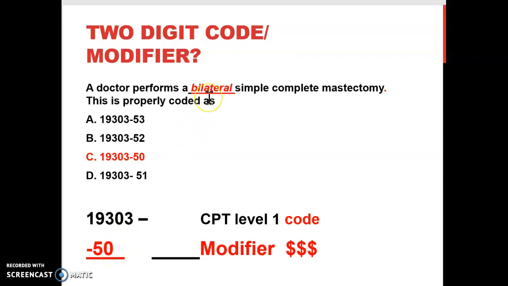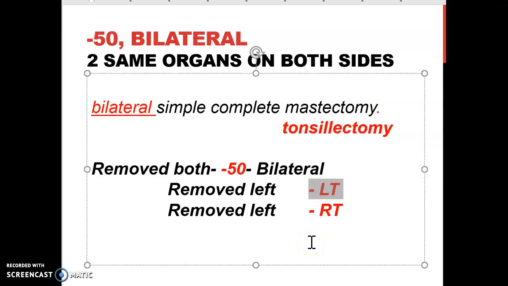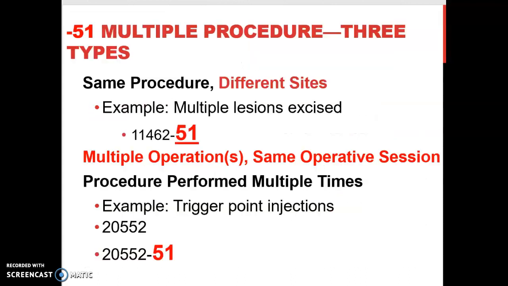And modifier bilateral is always used for any organs that are the same on both sides. So it could be bilateral mastectomy, tonsillectomy. We have two tonsils. And let's say only one was removed, left only. Left mastectomy or left tonsillectomy, we are going to use only the left modifier, LT, not just written left, LT. It is given in your front cover page, as I will show you in a few. And if you removed the right, you will choose RT, okay? So remember, modifiers are modifying the description, the missing details of your CPT code.